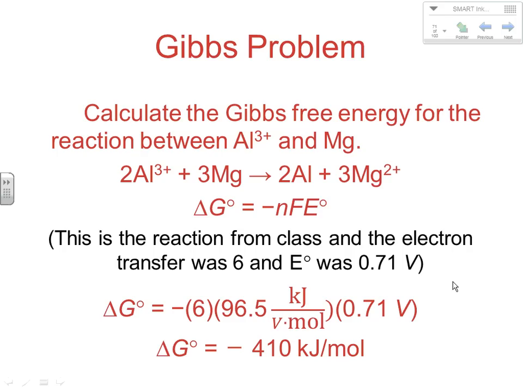If we go to 2 sig figs, which the 0.71 volts limits us to here, the Gibbs free energy for this reaction is negative 410 kilojoules per mole. Remember, that's a negative value for delta G. Negative values were spontaneous reactions. Remember, we looked at this as a voltaic cell, so it makes sense we should return a negative value for our delta G.